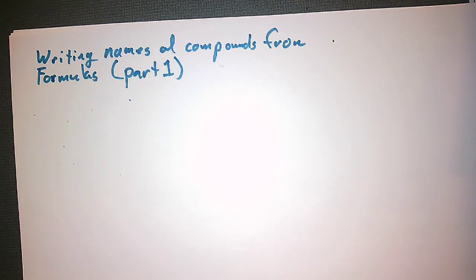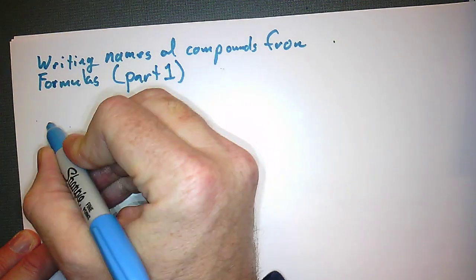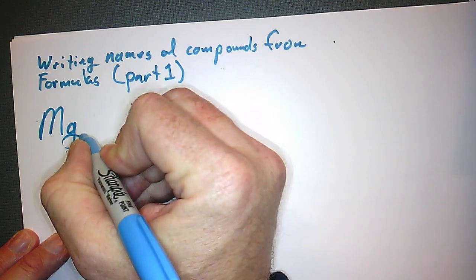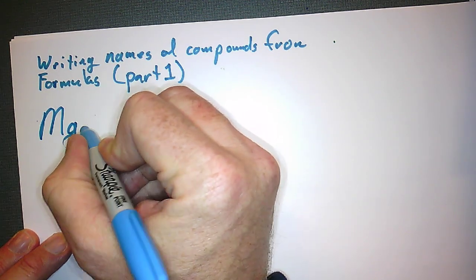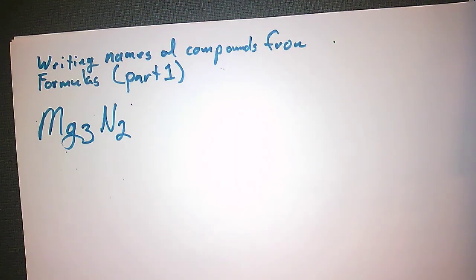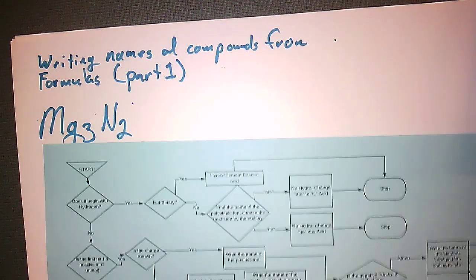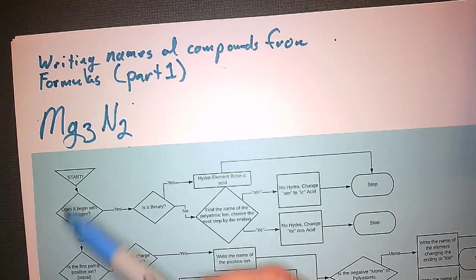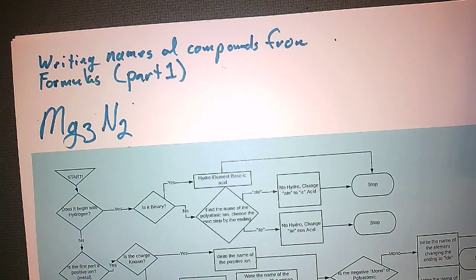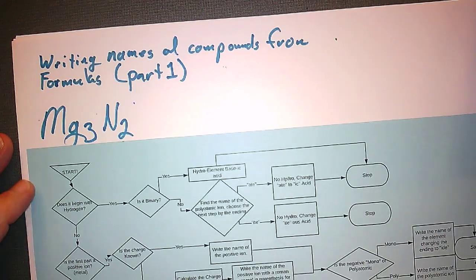All right, in order to do this, we need example problems. So we're going to start with this one: Mg3N2. All right, so this will be our first practice problem, or our first example. We are going to start where it says start, and you come down here. Does this formula start with hydrogen? No, it does not. All right, so we go down to the next question.